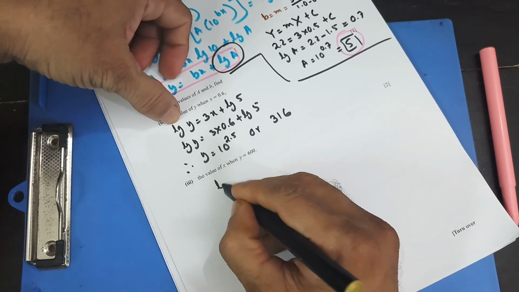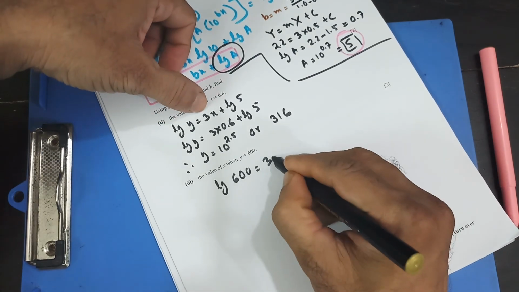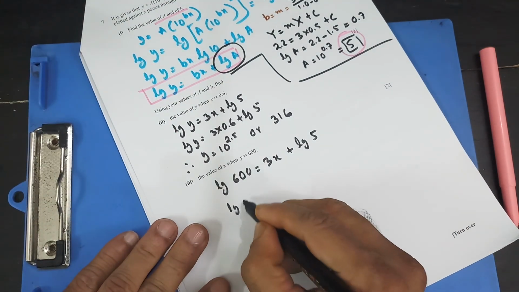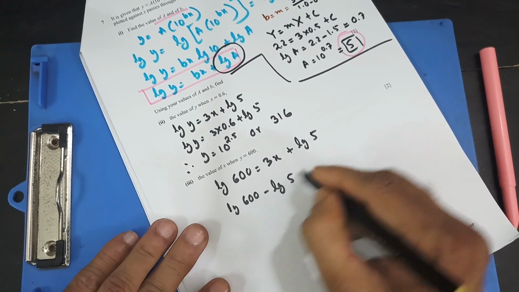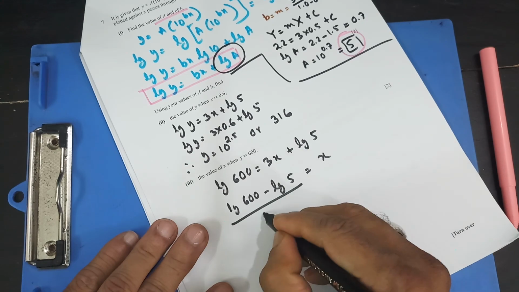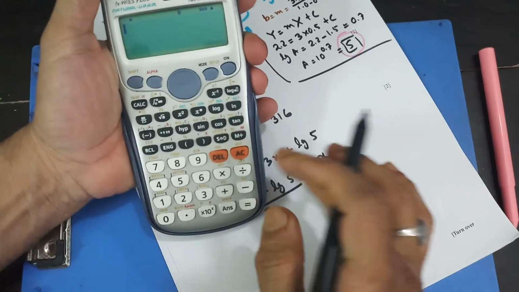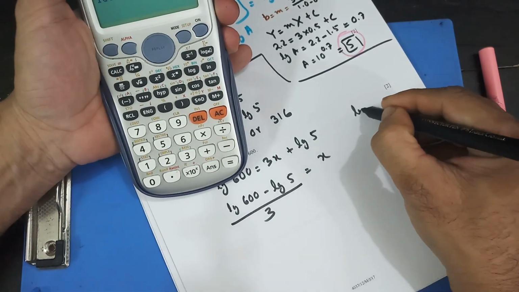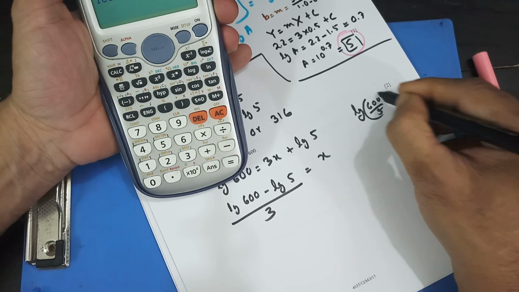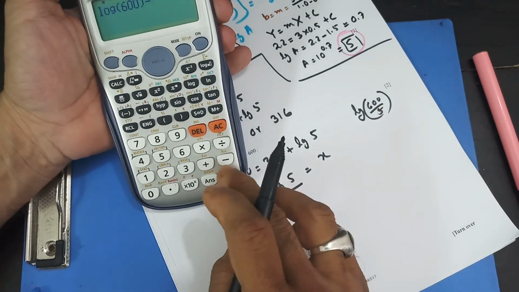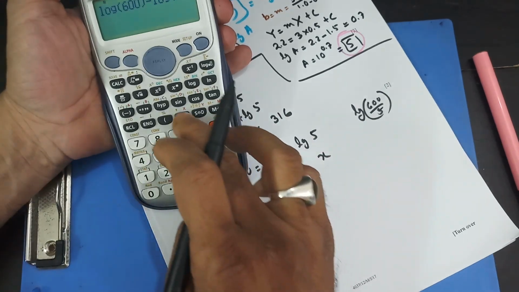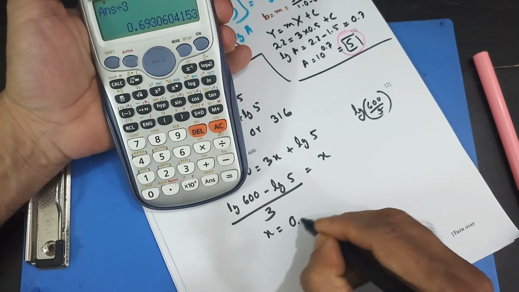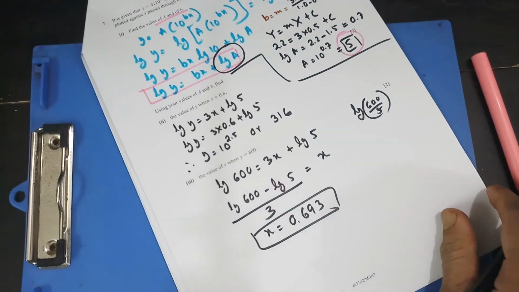Find the value of x when y equals 600. So let's go for that again. lg 600 equals 3 times x plus lg 5. Now when this comes over here, lg 600 minus lg 5 equals 3x. So 3 is going to be over here. I can use the calculator. Log 600 minus log 5, then divided by 3. So I'm going to get x equals 0.693. Okay, so that's my answer.